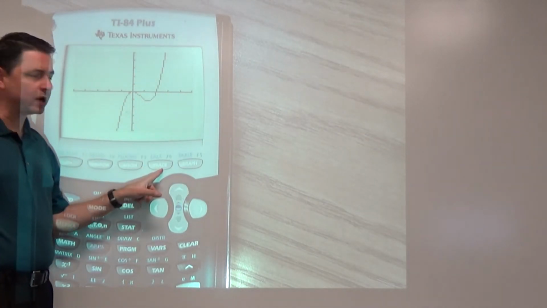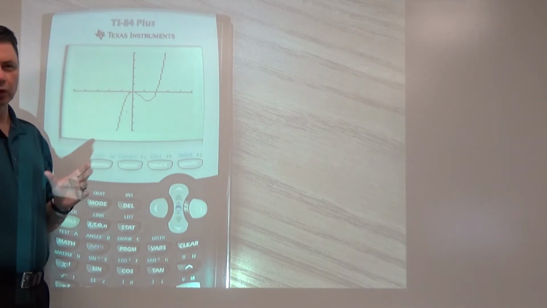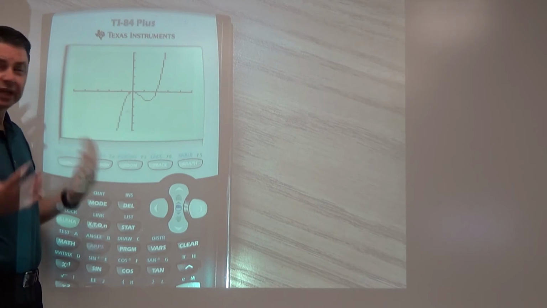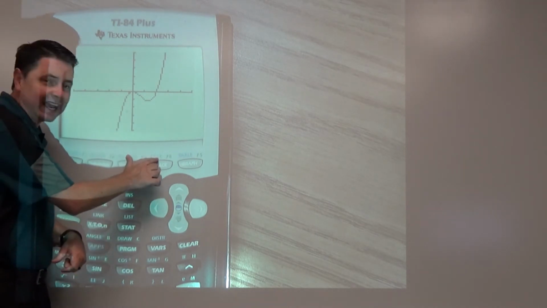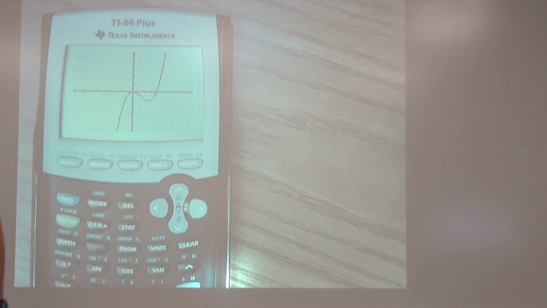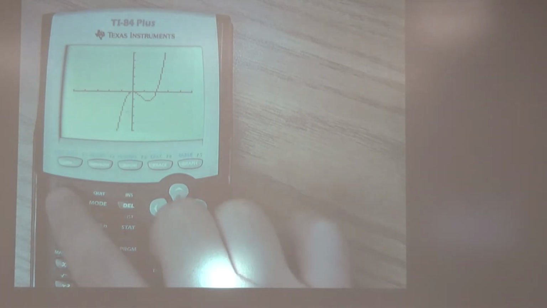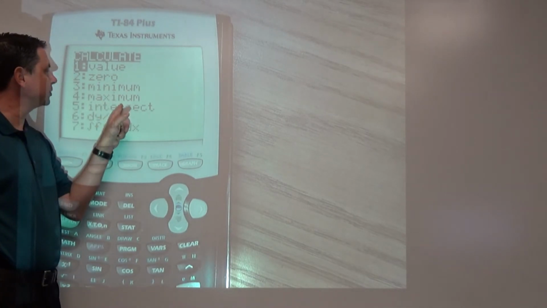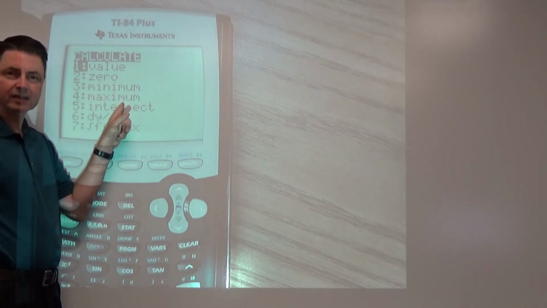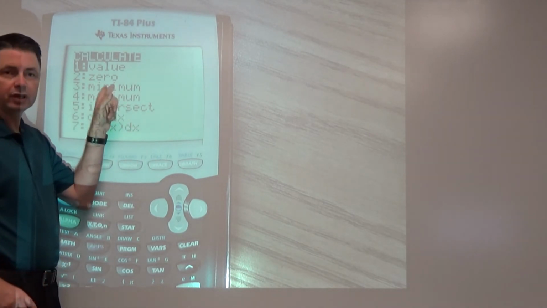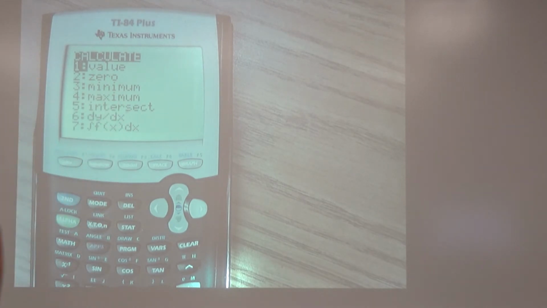Again, we can trace, but that's informal. It's not going to give you formal answers. So where we get the formal answers is calculate. Press calculate. So second trace. And as you can see, a couple of our options are minimum and maximum. So that's where we want to go. If we want to look for a minimum, let's go there first. Number 3.